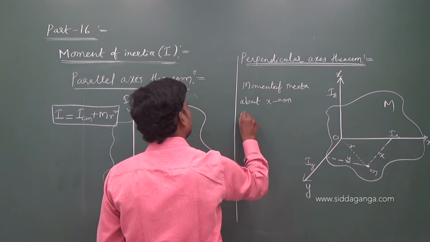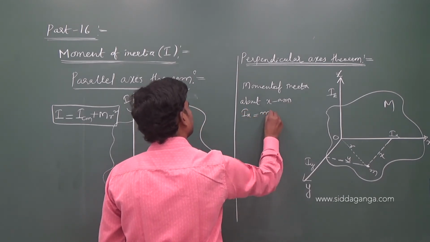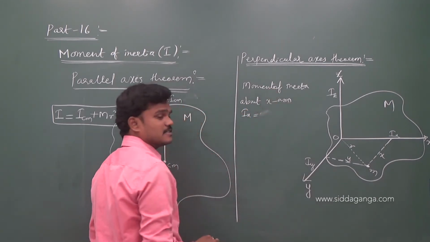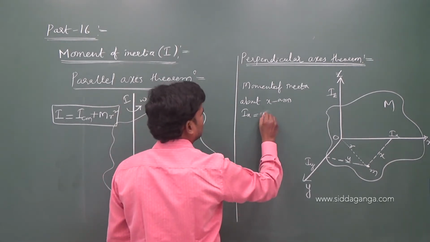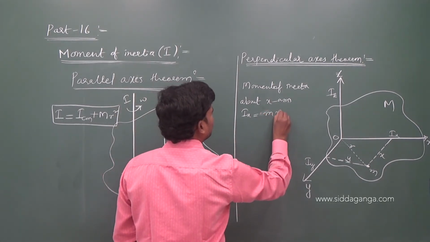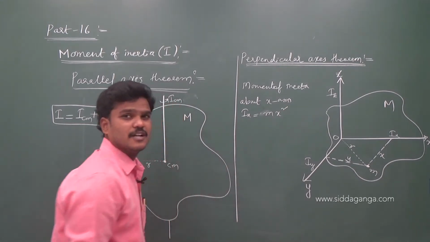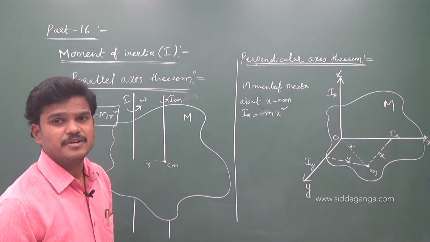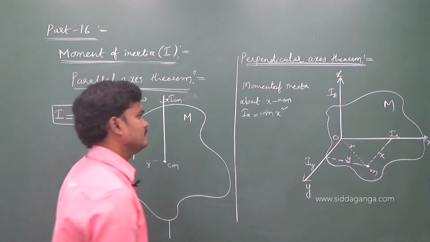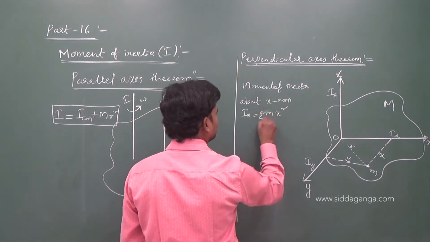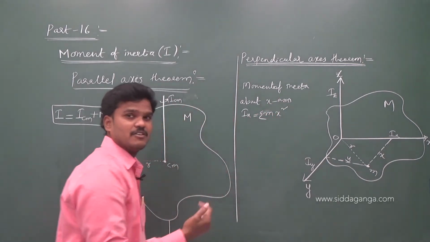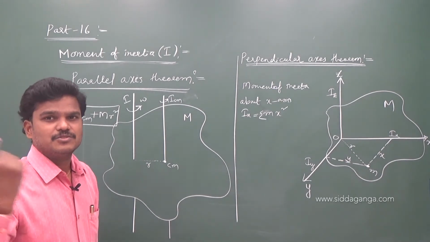About the x-axis, Ix. What is Ix? If there are n particles at x distance, you can write Ix is the summation of mx square. Summation is better. If a number of particles are there, m1, m2, m3, and so on.